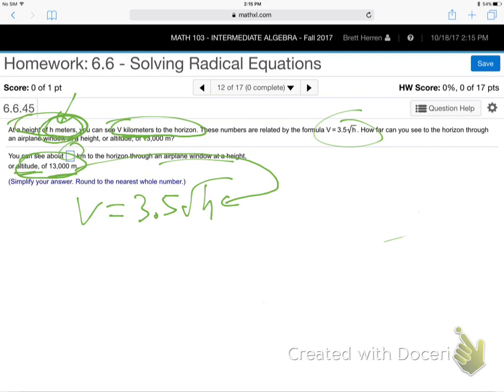Yeah, so it's already taken care of, is what I'm saying. This formula says if you plug h in meters, it will automatically come out v in kilometers. So we don't have to worry about any of that. Just plug in h is 13,000 and hit the buttons on your calculator. Take 3.5 times the square root of 13,000, and what do we get? That one number.